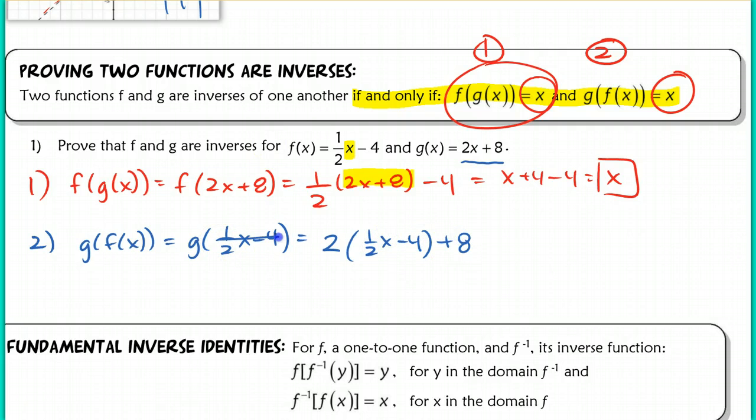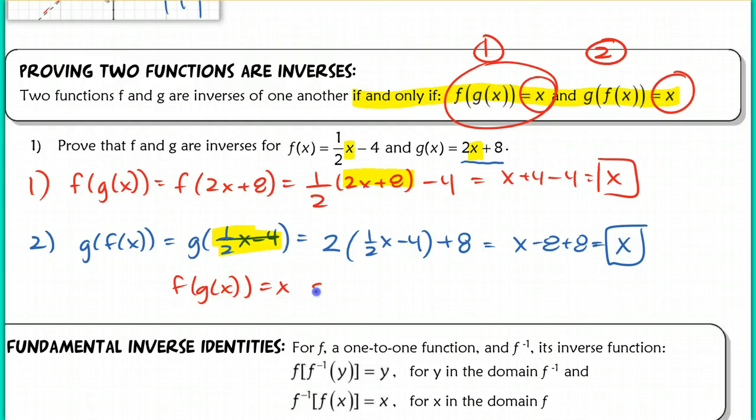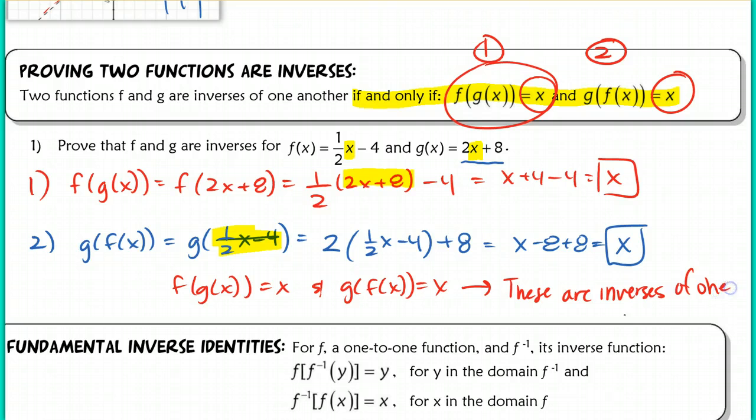So again, I'm taking this and making that the input here for x. Okay, and here I end up with x minus 8 plus 8, which also gives me x. Therefore, because f of g of x equals x and g of f of x equals x, these are inverses of one another. So you will definitely be assessed on your ability to do this. And again, all you need to do is be able to show that the composition of each function both ways equals x.